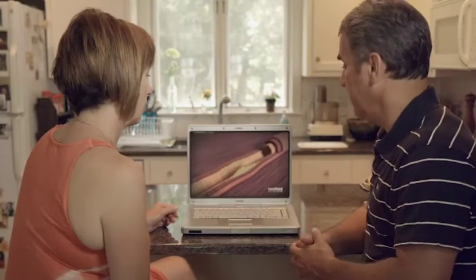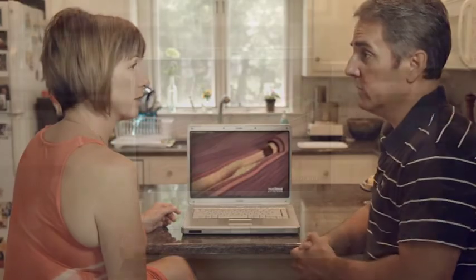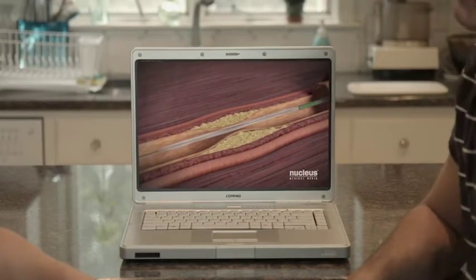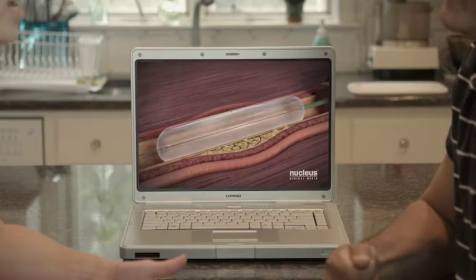This program was created to help you understand how and why a coronary angioplasty, sometimes called a balloon angioplasty, is performed. The video you are about to see will help you understand the steps of a coronary angioplasty and how this procedure is designed to help restore the flow of blood through your coronary arteries. You will also learn what you may expect before and after your angioplasty procedure.